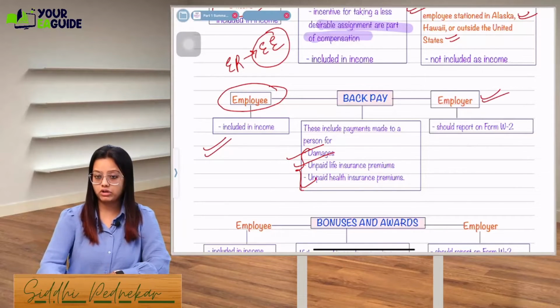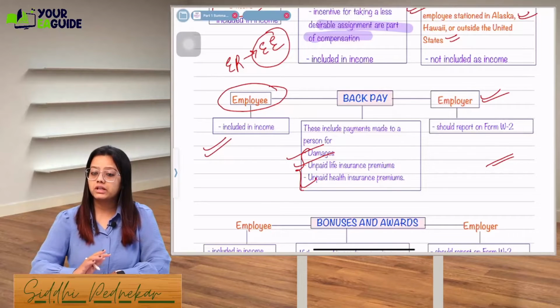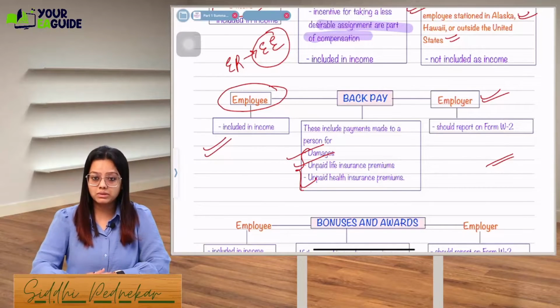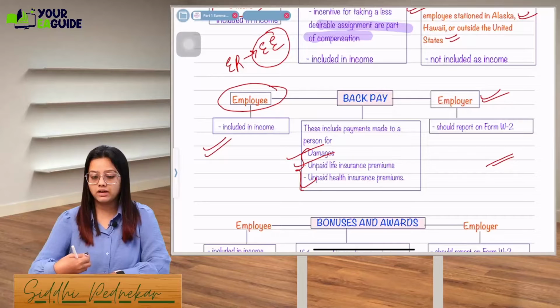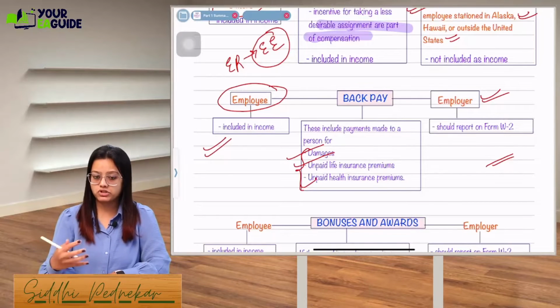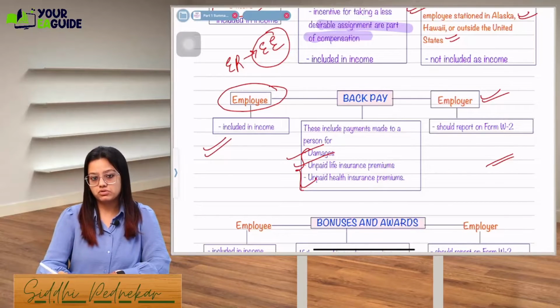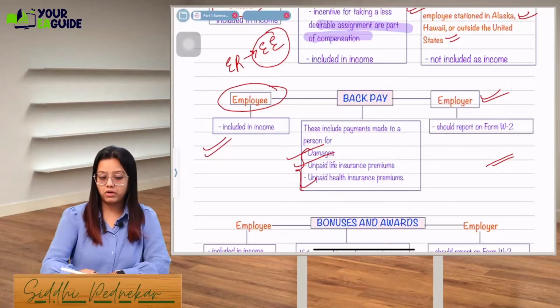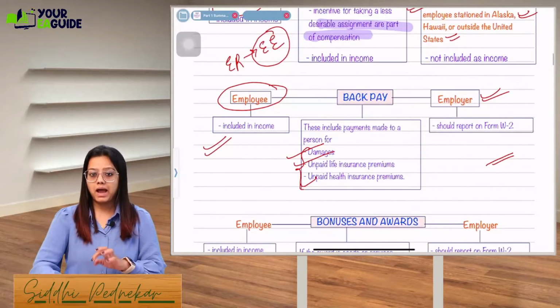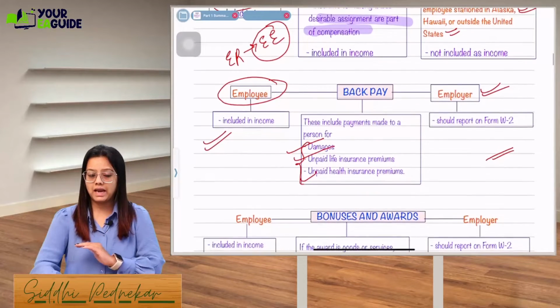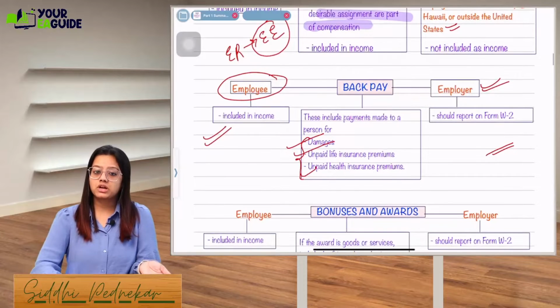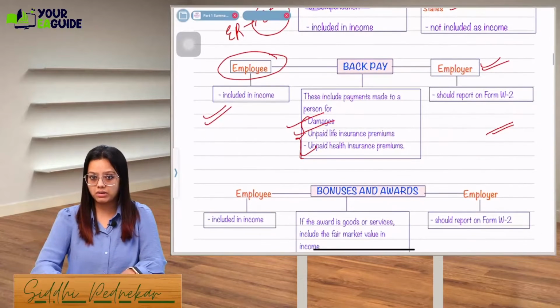For the employer, what will be the treatment? They will report it in the W-2 form and taxes will be deducted. Actually, it is a payment, right, from employer to employee. So it will be included in the W-2 form, taxes will be deducted, and for the employee, it will be included in the income. Back pay is nothing but, just remember, any previous payments which are now being made. Okay, it's called back pay.